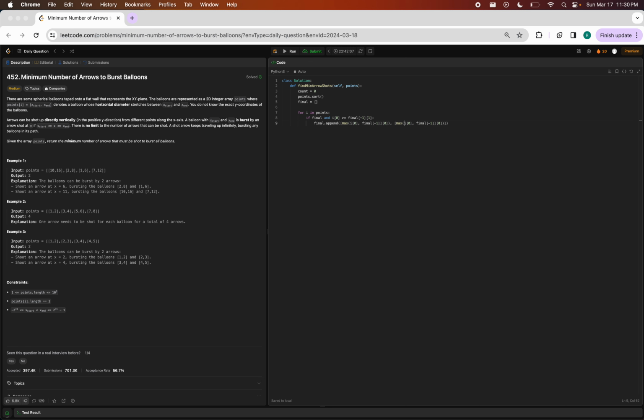And then it would be the min of 1 and 1. Okay, I hope that these indices are good. Else we just increment count and append it, since it didn't meet that condition. It would be a new one. And then return count. Hopefully this works.